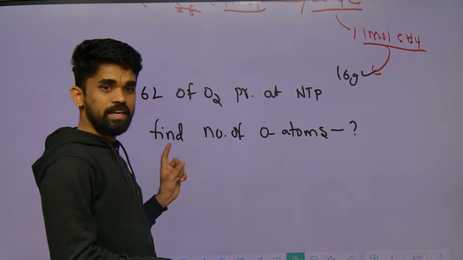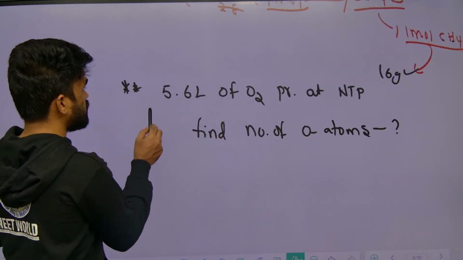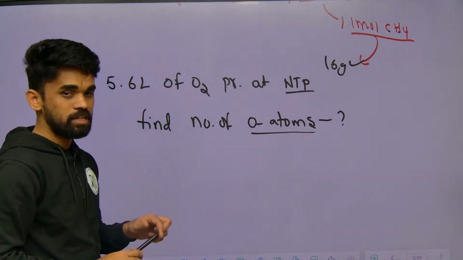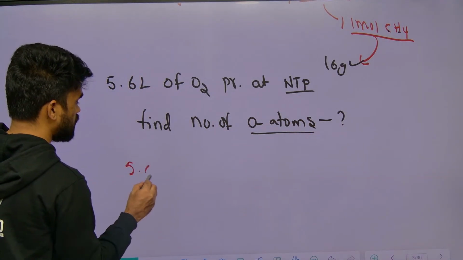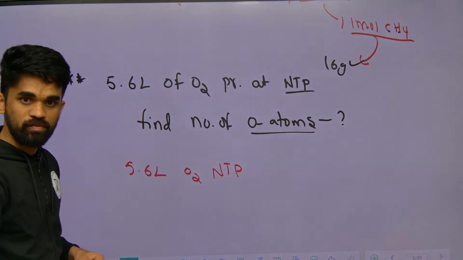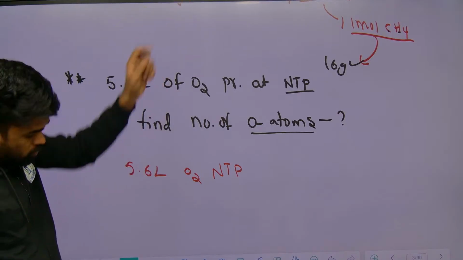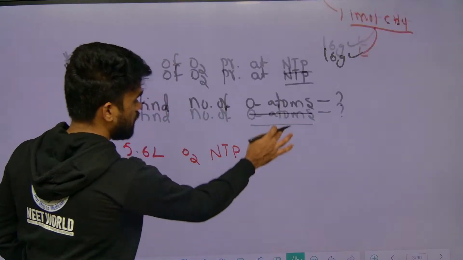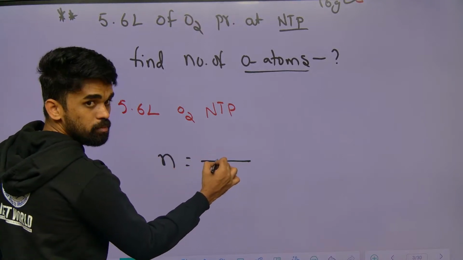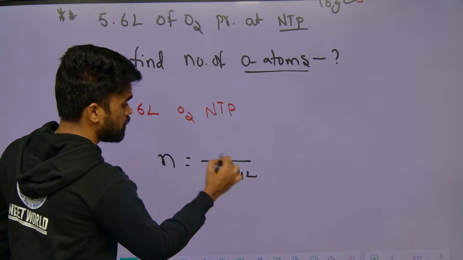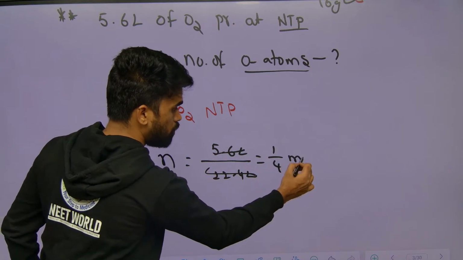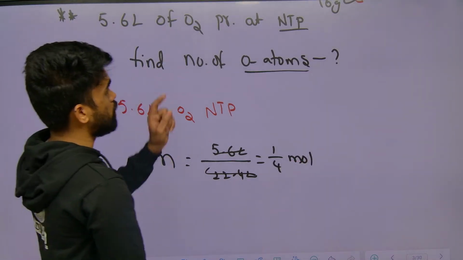Is my question clear? What I am asking, 5.6 liters of O2 present at NTP, find oxygen atoms. First, 5.6 liters of O2 at NTP means how many moles it is? 1 by 4. Just now I told you that value is given. Number of moles is equal to given volume by 22.4 liters. So given volume is 5.6 liters, so this is 1 by 4 mole. Up to here it is clear. Okay, so 1 by 4 mole.